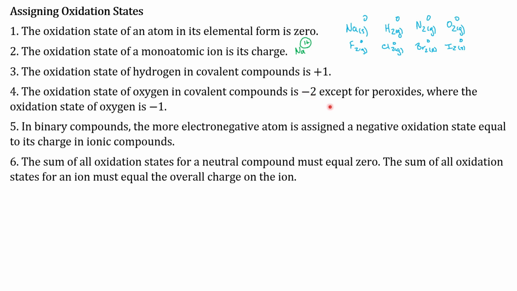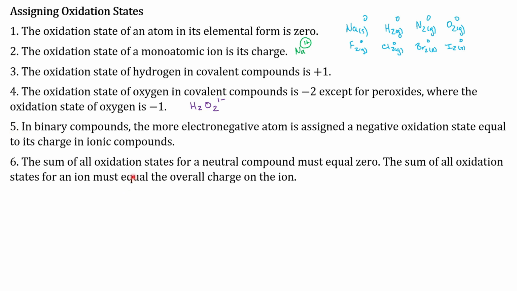Also for number 4, the oxidation state of oxygen in covalent compounds is going to be -2. The only exception here is peroxides, which you don't run into that often. Your most common peroxide, of course, is hydrogen peroxide. Hydrogen peroxide is H2O2. And so in that case, the oxidation state of oxygen there is going to be -1.